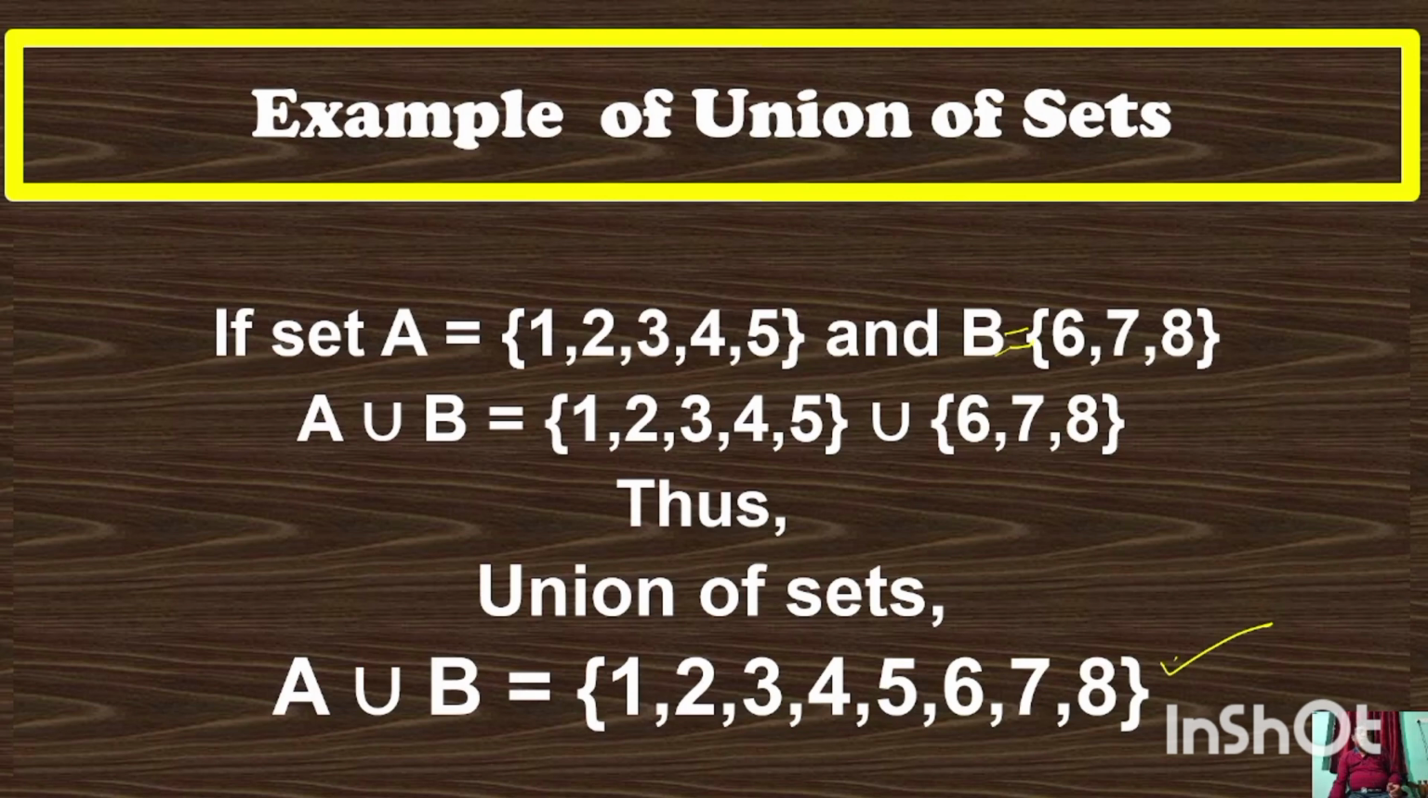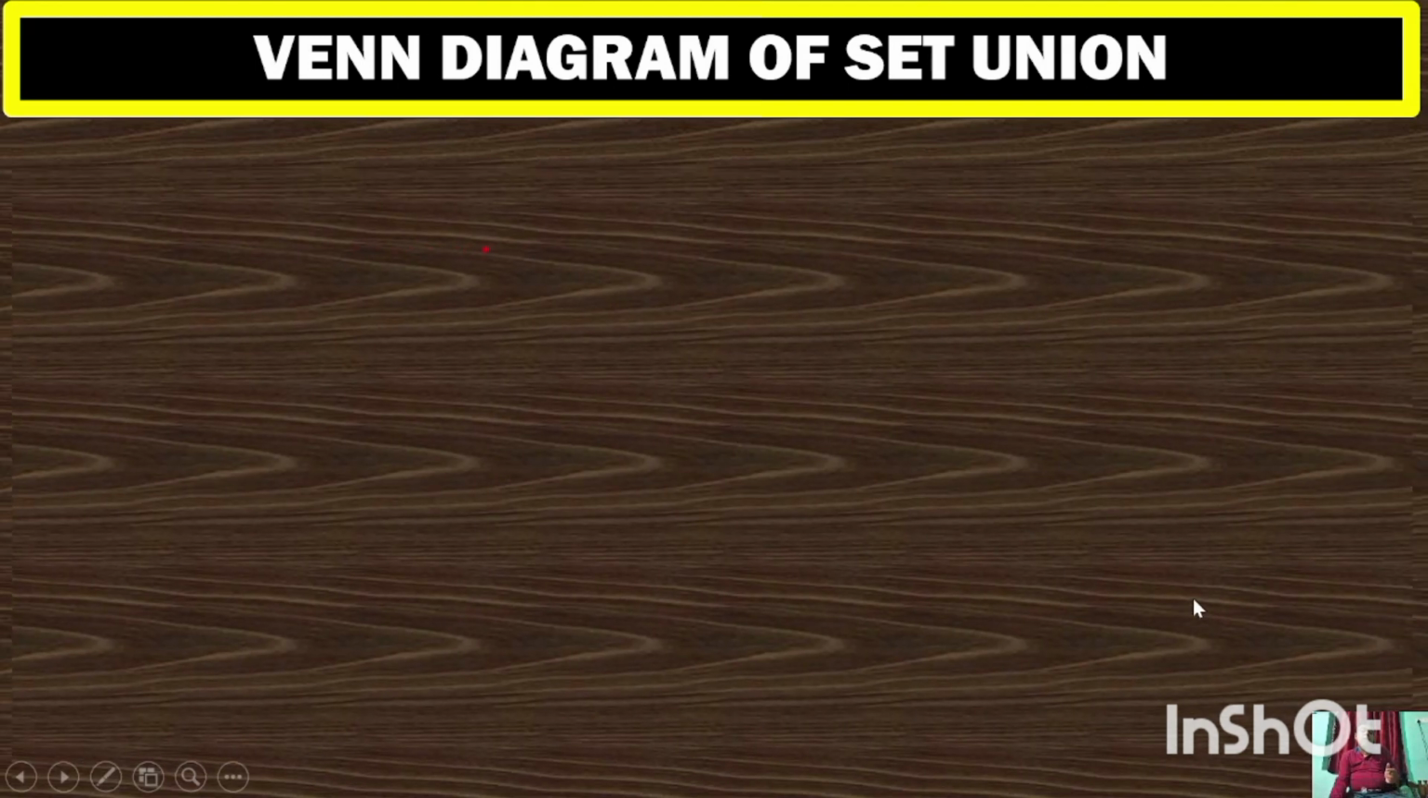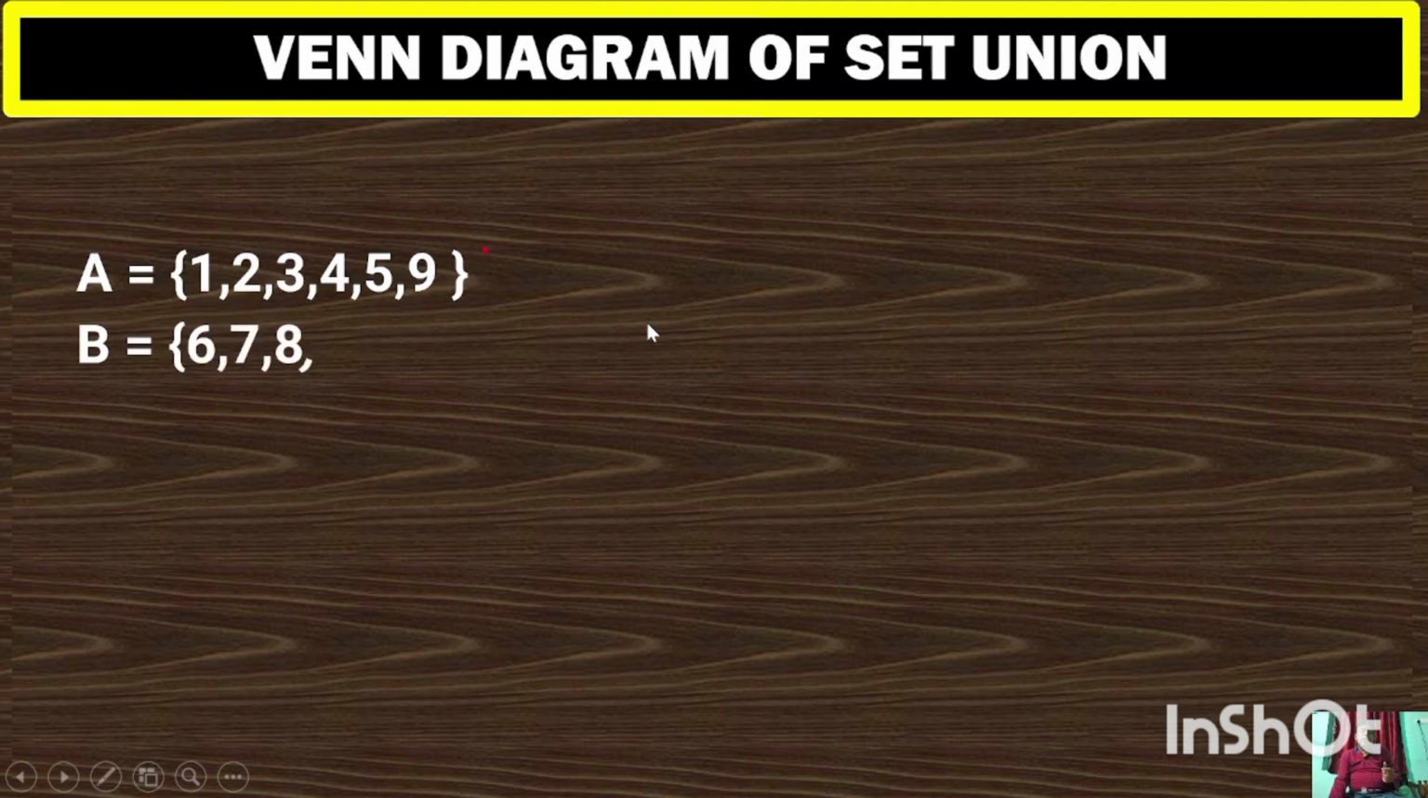Okay, understand? Very simple. Let's see here. What is the Venn diagram of the set union? With the help of a Venn diagram, we can explain it also, right? Suppose the set A is equal to 1, 2, 3, 4, 5, 9. Another set B is 6, 7, 8, 9. So A union B we shall get.